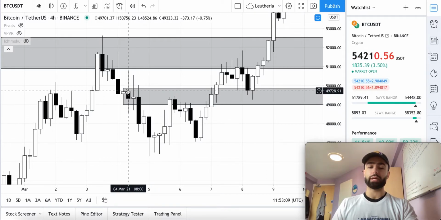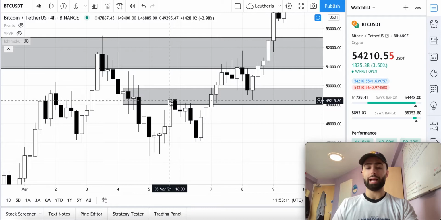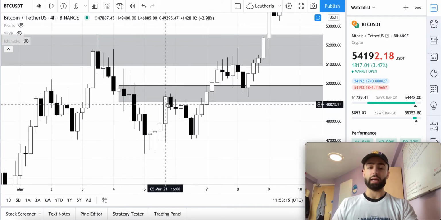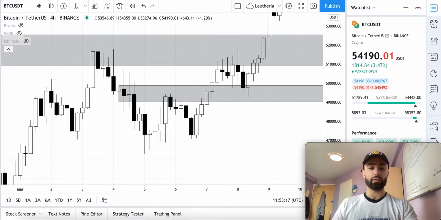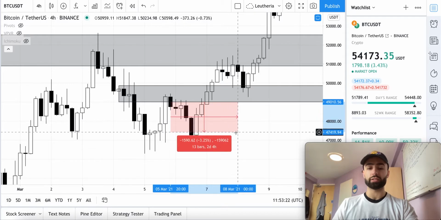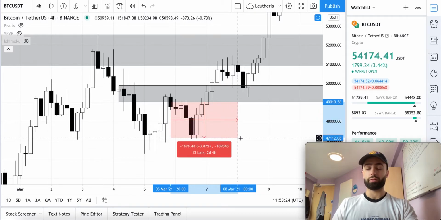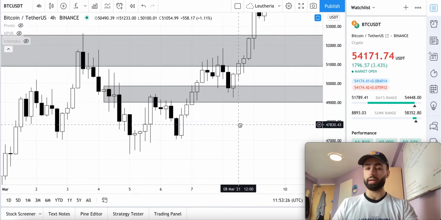So that means because people were buying here, now when we come back into this level, it should act as resistance. And indeed, it acted as resistance perfectly right here. We had our rejection off of this level. You could have shorted this as well. That gave you another almost 4% trade.